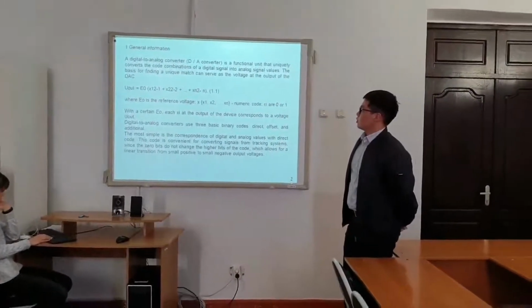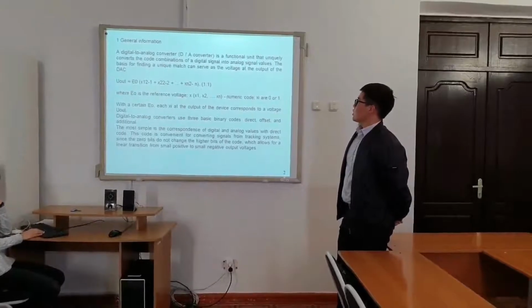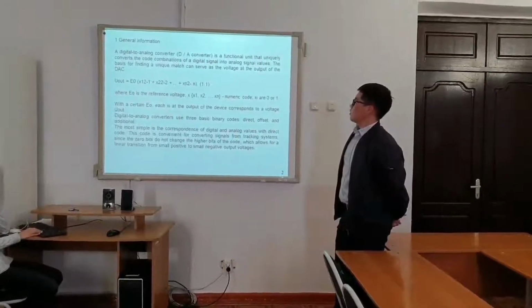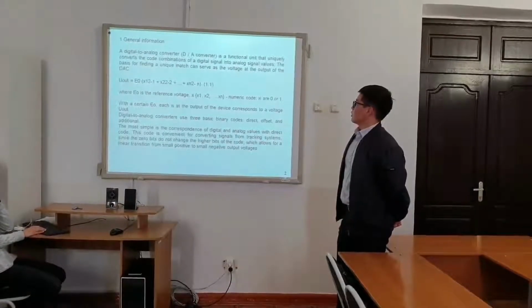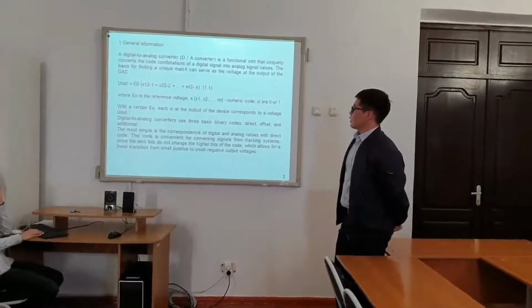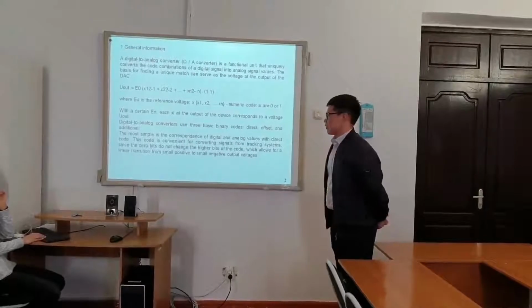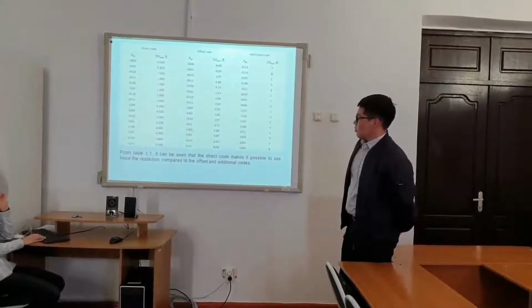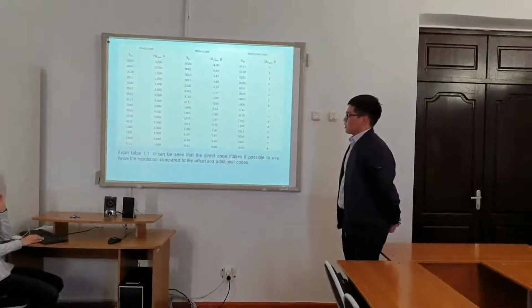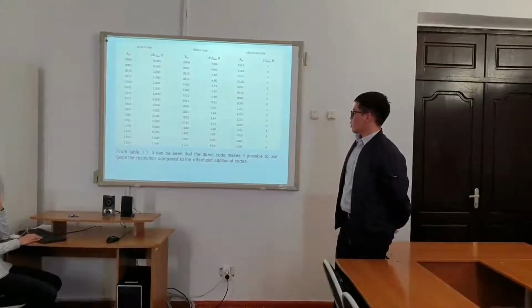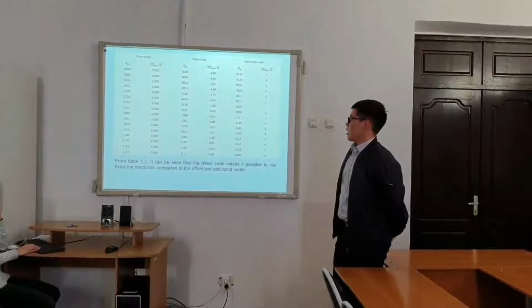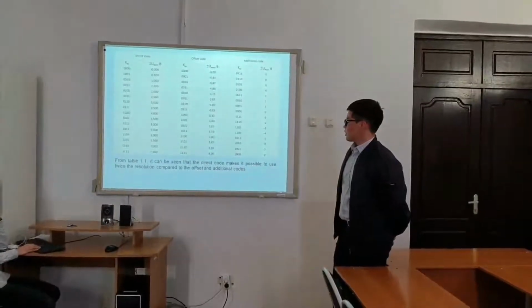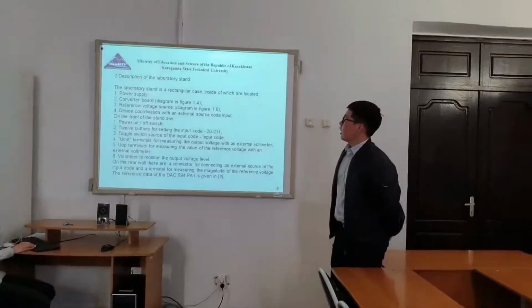A digital to analog converter is a functional unit that uniquely converts the code combination of a digital signal into analog signal values. In this table, it can be seen that direct codes make it possible to use twice the resolution compared to the offset and additional codes.